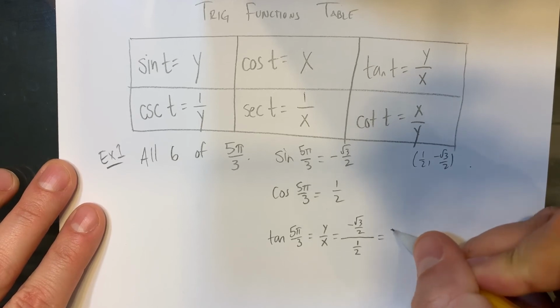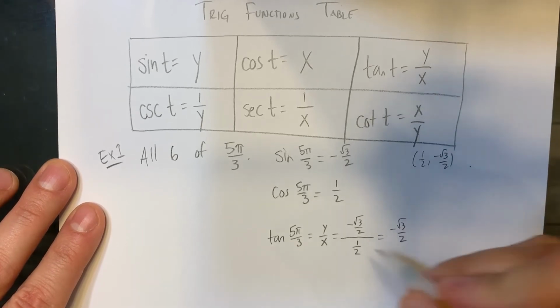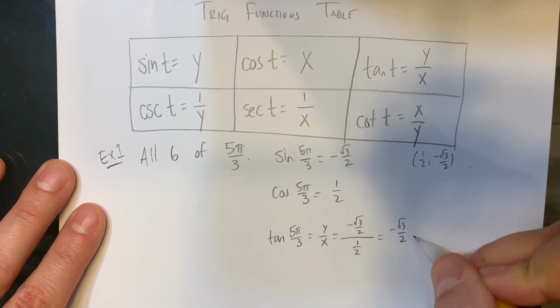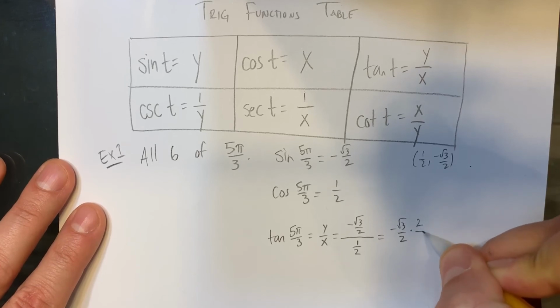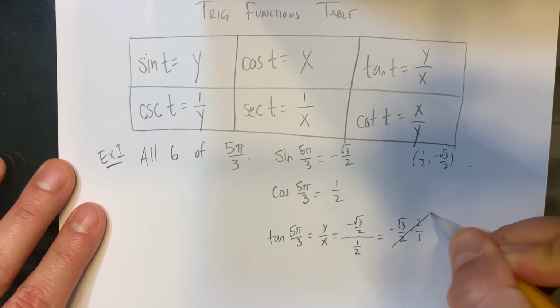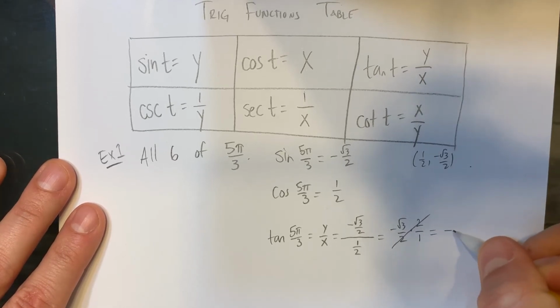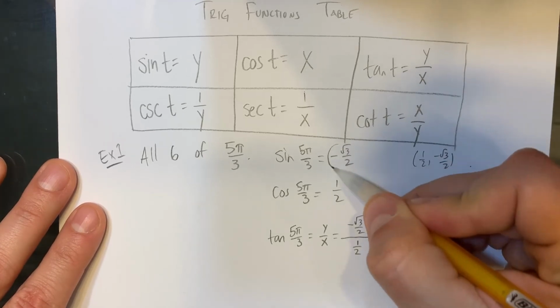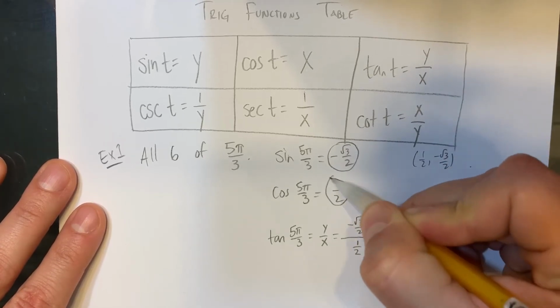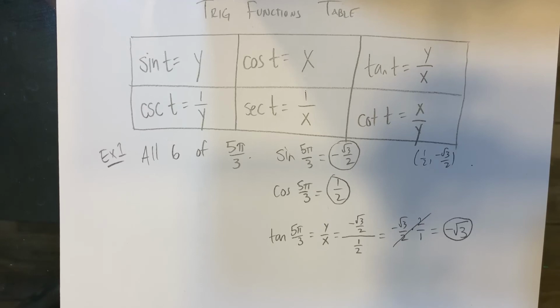What I want you to do is take the bottom fraction and flip it. I change to multiply and reciprocal of the bottom. Notice the 2's will cancel. And the final simplified answer here is going to be negative root 3. I want exact answers, no decimals. If you plug these things in the calculator, you get decimals. I don't want any decimals for these.